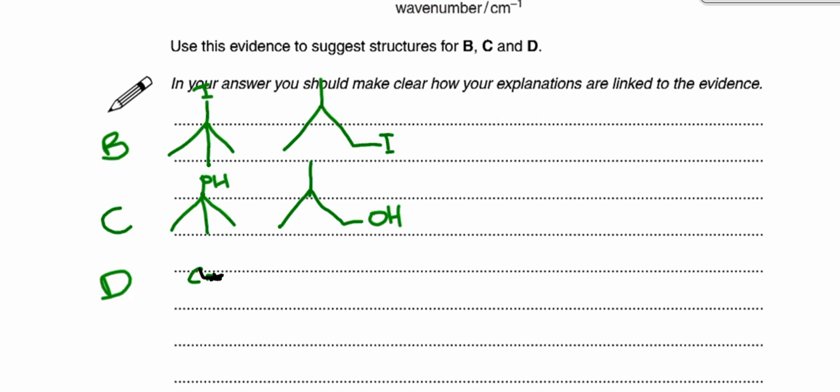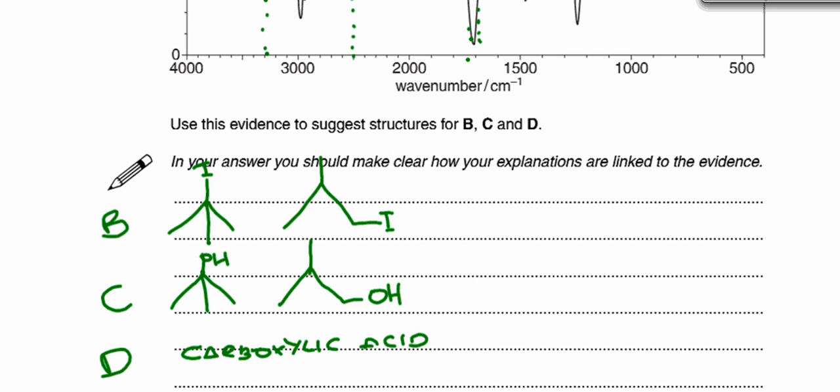So D is a carboxylic acid. Key to this then, before we go into actually writing this down, is that if you look at the two possible isomers that we've decided that C could be, you've then got to make the decision which one of those, if it was oxidized with acidified potassium dichromate under reflux, would produce a carboxylic acid.